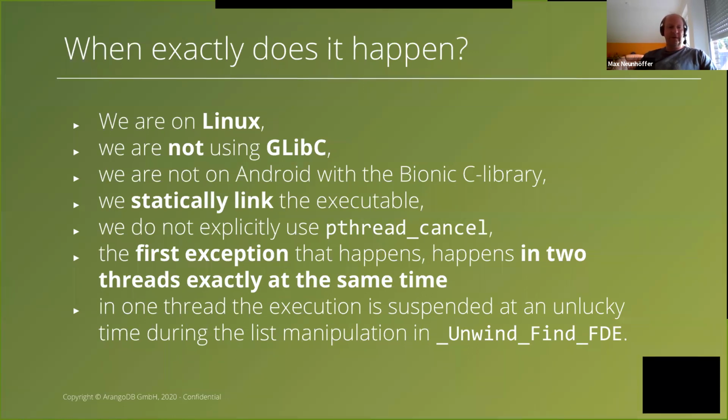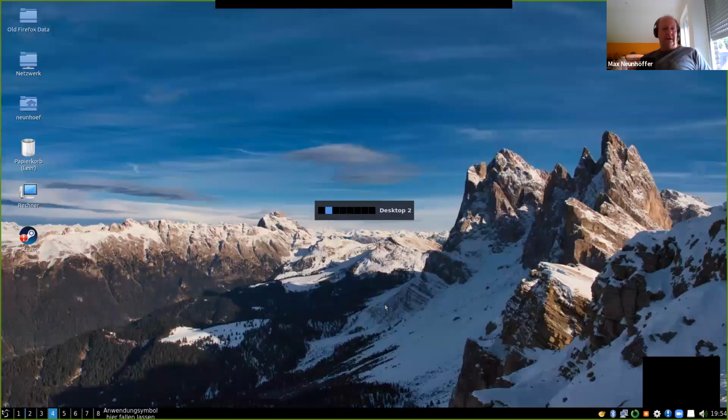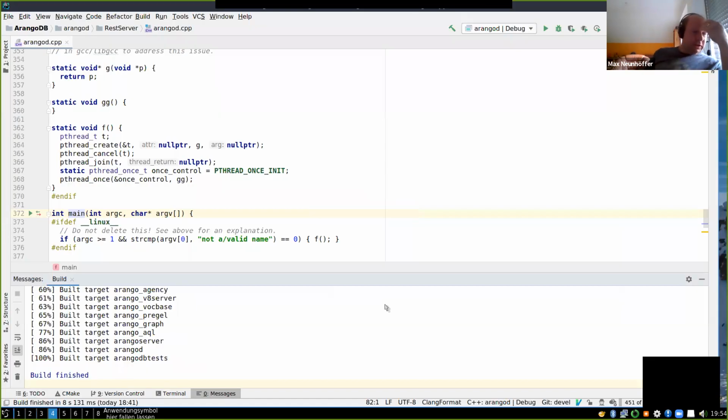Right, you would think this never happens. Don't think so. It does happen. That's why we have mutexes, and that's why we should actually use them. Right, whose fault is this? Before I move to that, let me show you what, to this day, I actually do in ArangoDB to solve this problem.